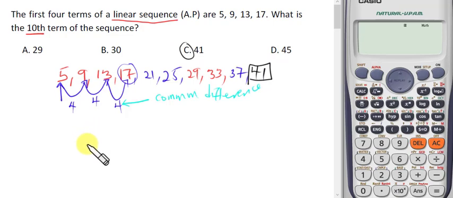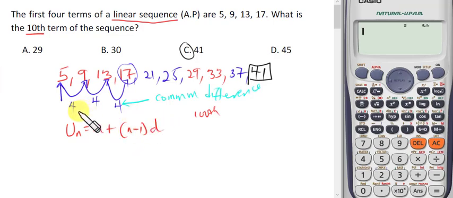Now we can also use the formula for the nth term of an AP. Imagine if we had been asked to find, say, the 100th term. That would have been very tedious. So there is a simple formula: the nth term of any AP or linear sequence is given by the first term plus n minus 1 times the common difference.